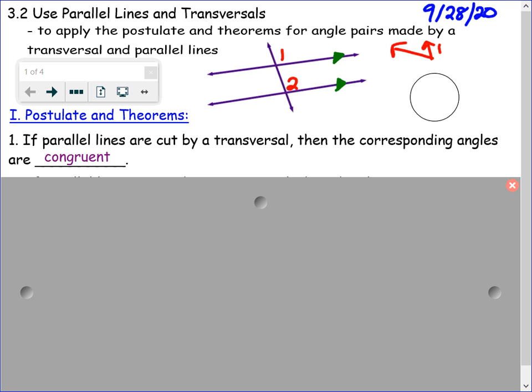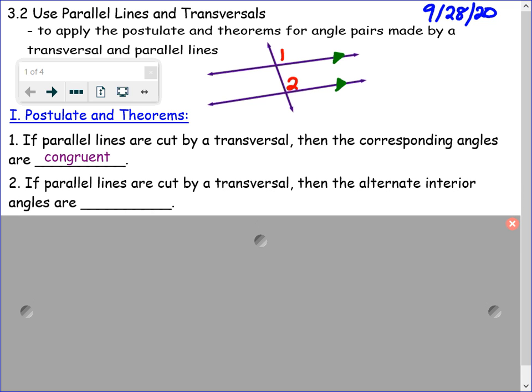So all of today's postulates and theorems are because the lines are parallel. So you'll notice all of our if-then sentences start with, hey, you already know the lines are parallel, so then what else do you know? You already know the lines are parallel, so then you're going to know that the angles are congruent. But you have to be specific about which angles. So this one mentions the corresponding angles.